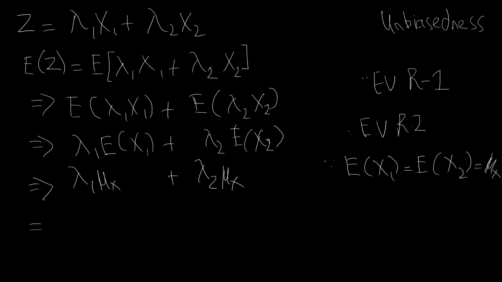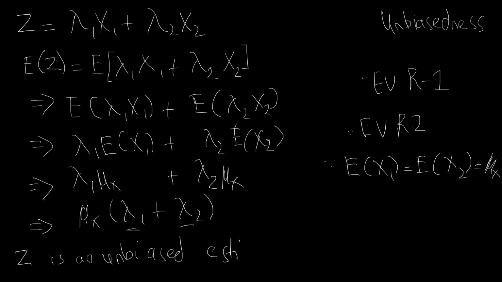Now, mu x is common between these, so what we get is mu x times lambda 1 plus lambda 2. Even if we don't do that, we can clearly see the condition that needs to be satisfied by these weights lambda 1 and lambda 2. As always, we have to explain our conclusions. So we can conclude that Z is an unbiased estimator if and only if the sum of these weights, that is, if lambda 1 plus lambda 2 is equal to 1. We can see that clearly, right? If lambda 1 plus lambda 2 add up to 1, then all we're left with is mu x.